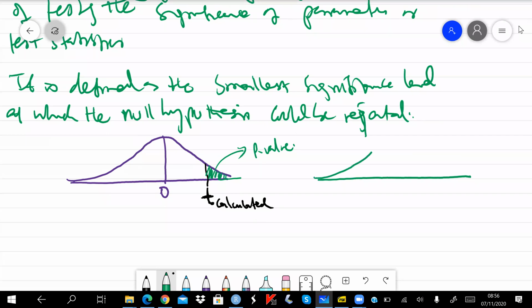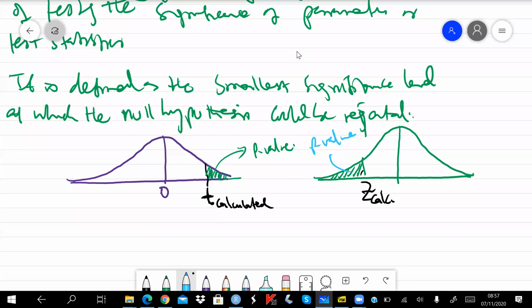and then this is your, can even call this one Z now. If this is your Z calc, please notice that that is Z calculated, not critical. Here we don't use critical values. So this area here, or this probability, is what we're calling the p-value. It is the smallest level of significance at which we can reject the null hypothesis.